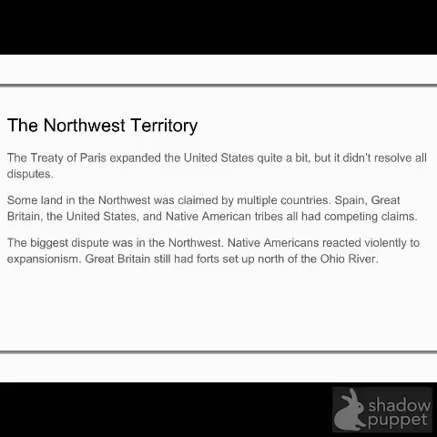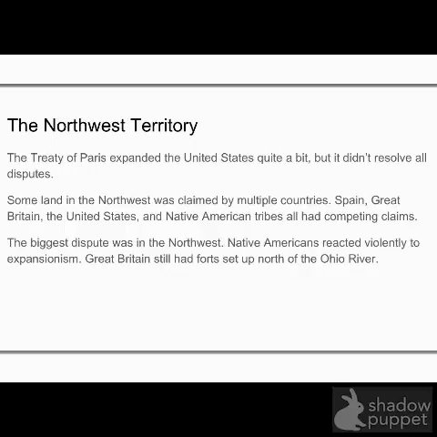John Hanson did a good job of removing a lot of British troops from the United States, but not all of them were removed from the Northwest Territory, as we will see. This is still new, and they still have not completely left the country. Some land in the Northwest was claimed by multiple countries: Spain, Great Britain, the United States, Native American tribes. They all had competing claims on this land. On paper, it belongs to the United States, but in reality, that's not what was happening.